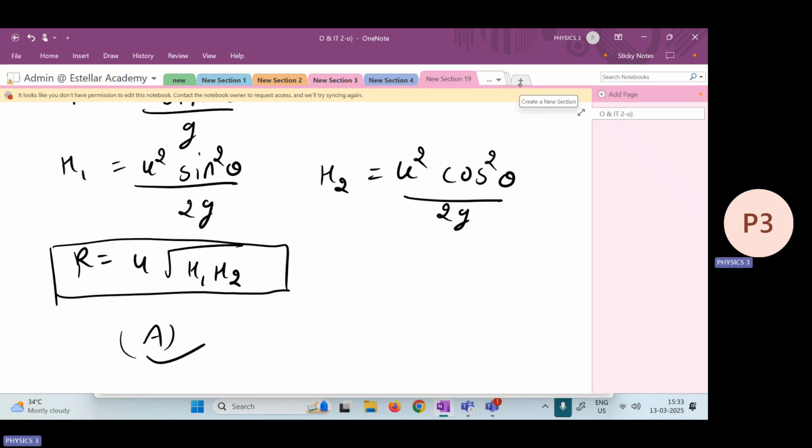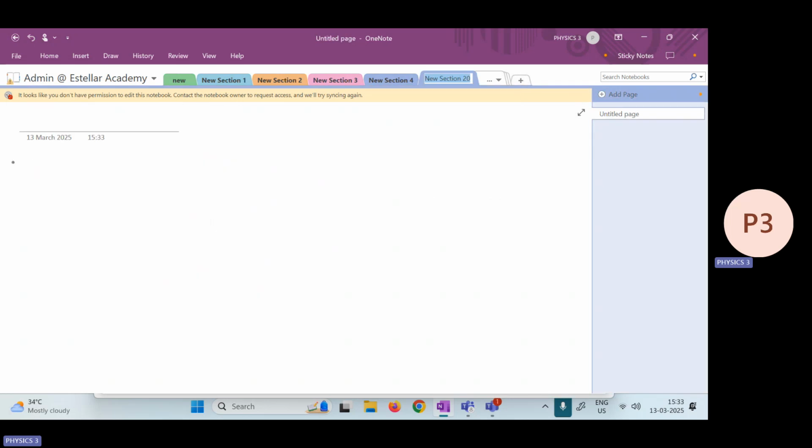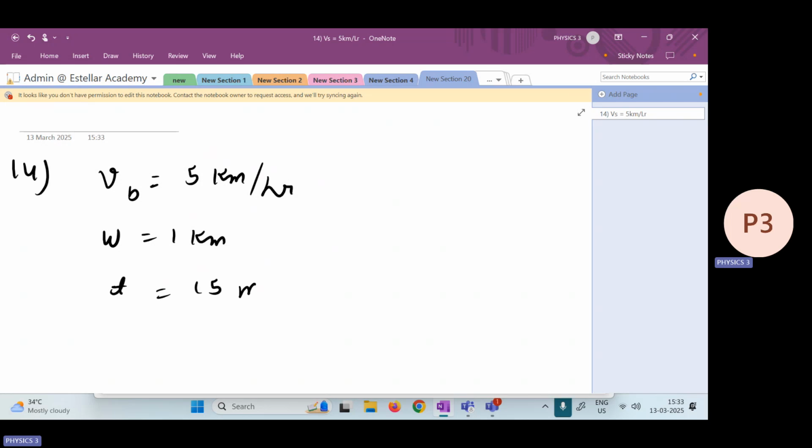Now let's go for the next question, 14. In the 14th question, we are given a boat which has a speed of 5 km per hour in still water, so VB would be 5 km per hour. It crosses a river of width W, which is 1 kilometer, along the shortest possible path in 15 minutes. For T, we have 15 minutes, which we can also write as 1 by 4 hours.